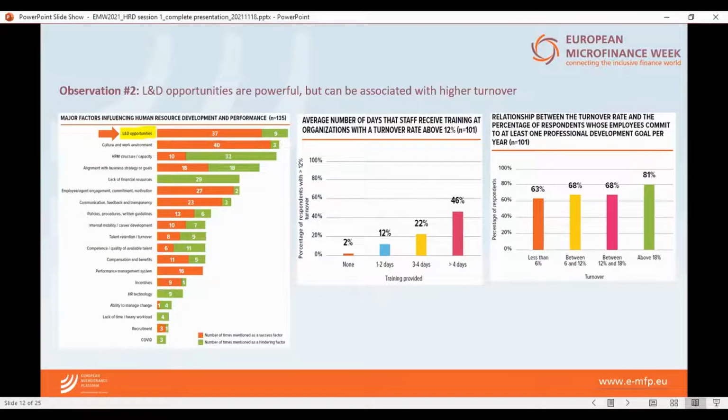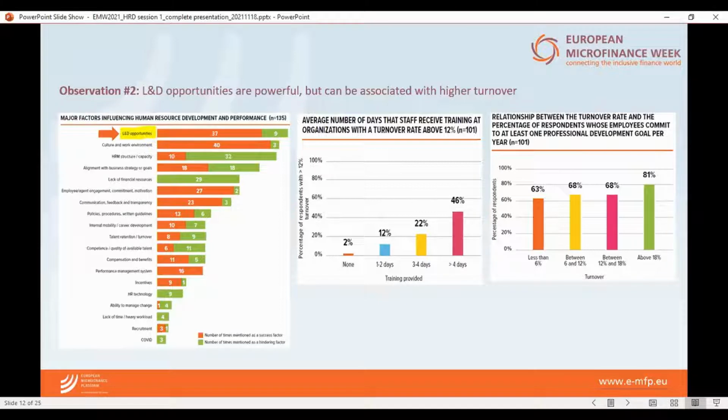So we also looked at the results of another survey question, which you'll see on the third chart. They're not as stark, but still, the results show that turnover seems to be higher among MFIs whose employees commit to professional development goals. And we found this problematic because L&D opportunities are such an important factor of success. You see them at the very top of the chart. So that made us wonder whether any of the MFIs that participated in the survey were investing significantly in L&D, but not experiencing higher than average turnover. If so, what were they doing differently? We dove back into the data and found 22 MFIs that met these criteria.